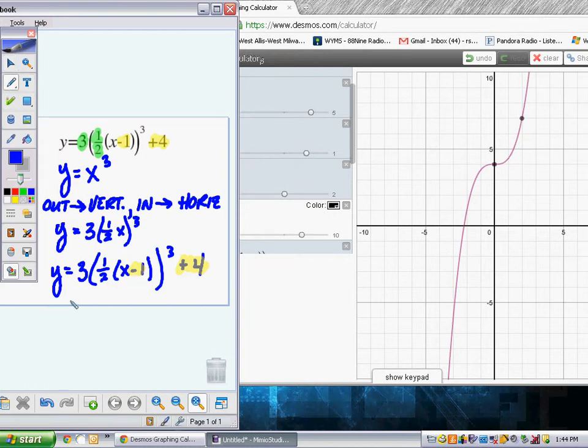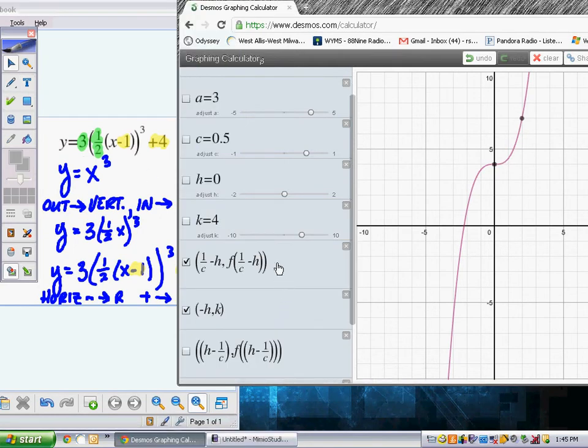Let's even write that down. For the horizontal part, subtraction causes it to move to the right. Addition will cause it to move to the left. This is subtraction, so it's going to move to the right. Everything happens 1 later. So let's go ahead.